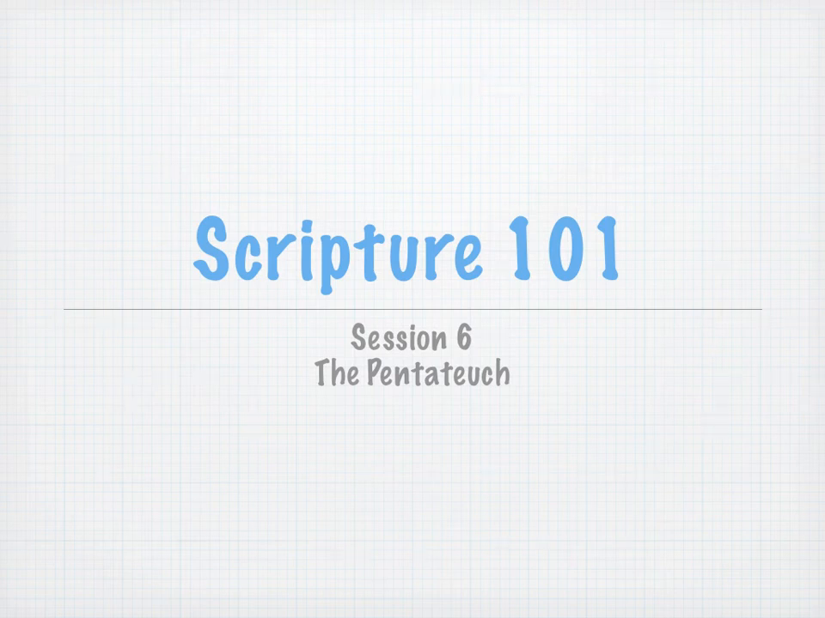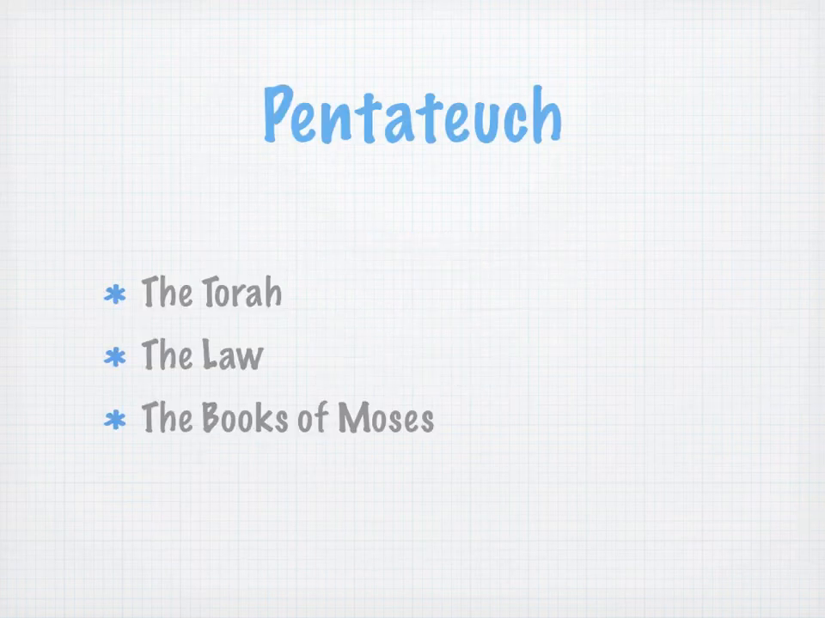Scripture 101, Session 6, the Pentateuch. The Pentateuch is also known as the Torah, the Law, the books of Moses. We are referring to the first 5 books in the canon of our Bible: Genesis, Exodus, Leviticus, Numbers, and Deuteronomy.